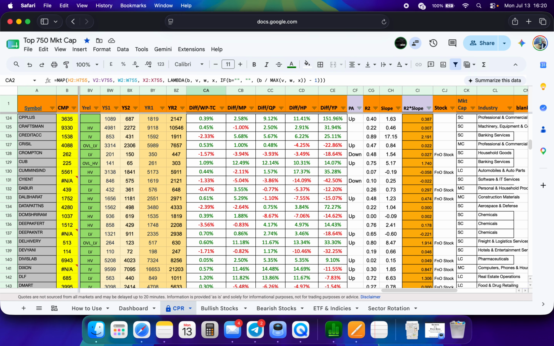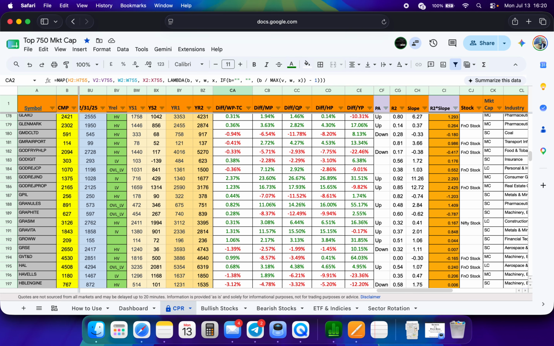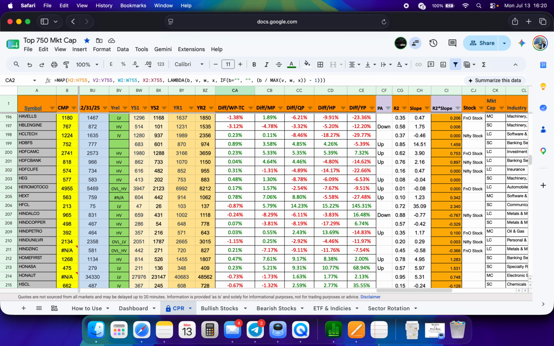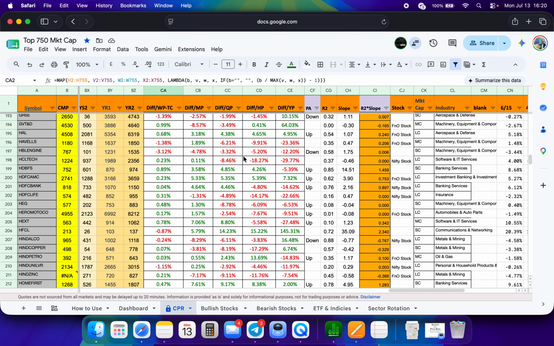So then I take an aggregate: how many stocks are above weekly pivot and how many are below. So the figures in green, if you see, it means it is above weekly pivot. And this data, which is calculated here, gets captured in the dashboard by way of various formulas.